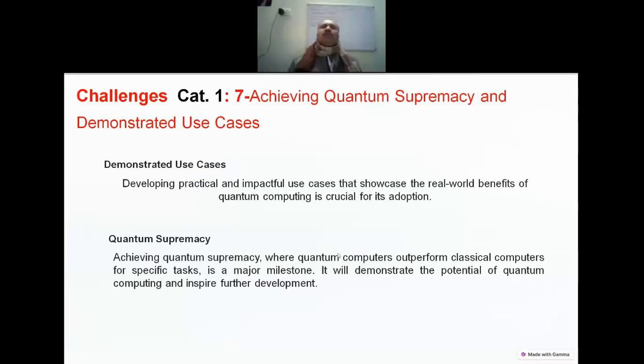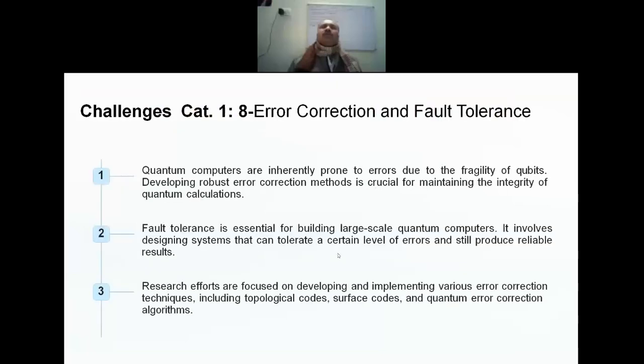Supremacy is right now available for the algorithms at Google, and we have to break that supremacy, then we can go ahead from Google. That is right now not possible due to limited resources. So demonstrated use cases are not available properly. Developing practical and impactful use cases that showcase the real-world benefit of quantum computing is crucial. Quantum supremacy is also a big challenge for us, and it provides a big milestone.